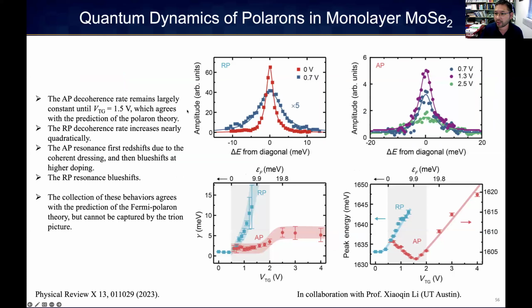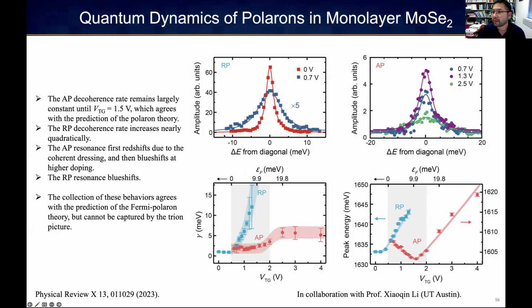This is a more quantitative analysis of the linewidth as well as the resonant frequency positions, and then we compare this, in collaboration with our theorists, to the polaron theory, and the experiment matches pretty well with the theory.